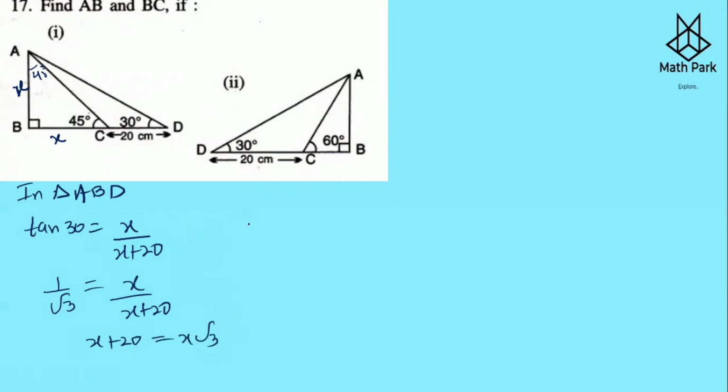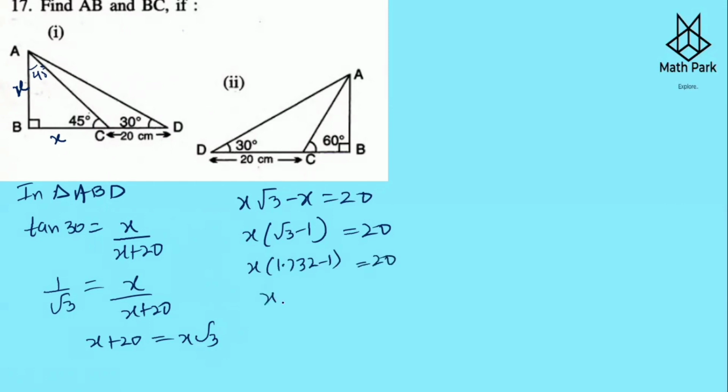So let us solve this further. Take the X terms on one side. So you get X root 3 minus X is equal to 20. Take X common. You get X times root 3 minus 1 is equal to 20. So value of root 3 is 1.732, minus 1. So you get X is equal to 20 upon 1.732 minus 1. It is 0.732. So let us simplify this.